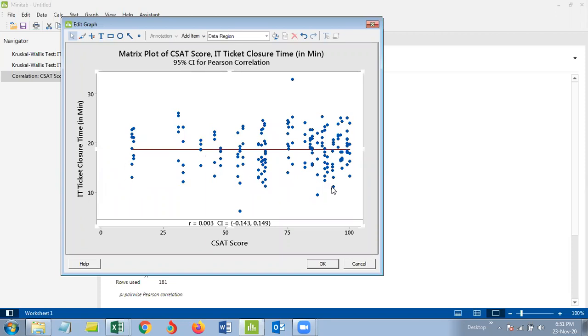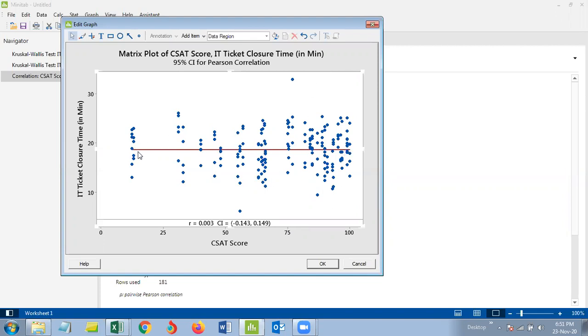When I look at this, say when my CSAT score is very high, 93%, still my time is less in some cases, and still my time is high in others. So it doesn't seem to be playing any role. It's not like when your CSAT score is less, your time is high, and when your CSAT score is high, your time is low. That's not the case. It is evenly distributed, and this is what this line tells you.